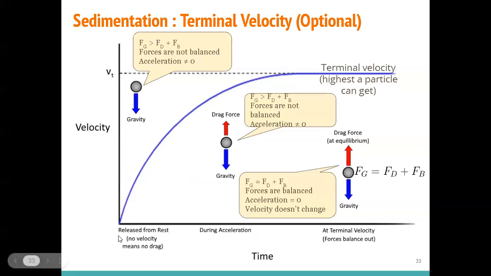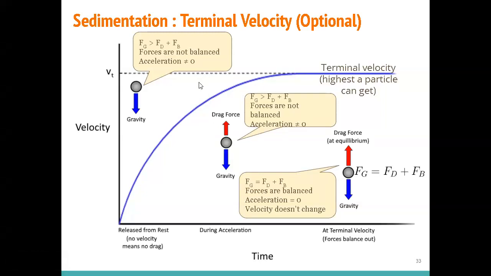Okay, so let's say if you release the impurity inside the water, what happens? At first, there would be only gravity and buoyancy. Buoyancy is always there, and gravity is always there. And if you release your impurity from rest, because you have no velocity, you're not moving. If you're not moving, there's no drag. You don't have drag yet.